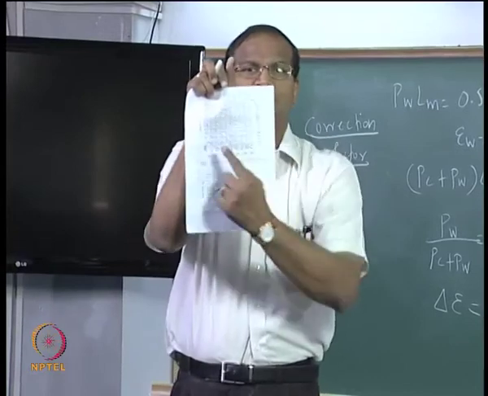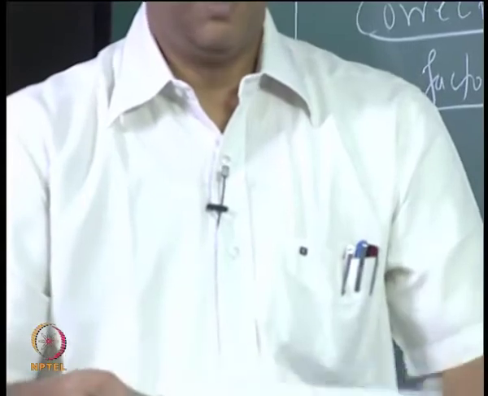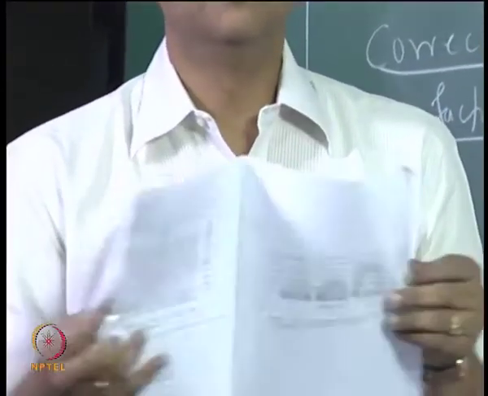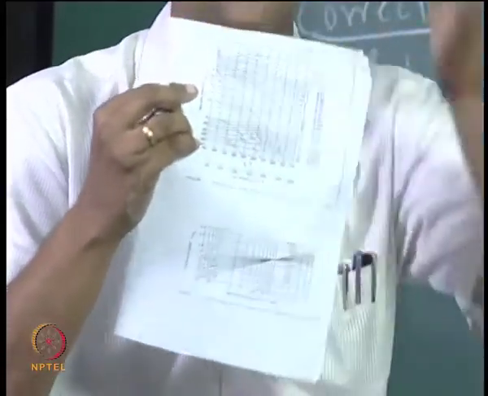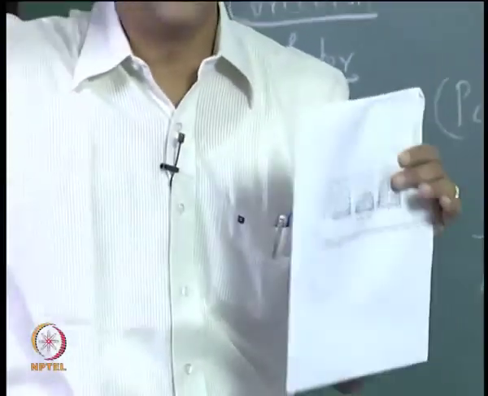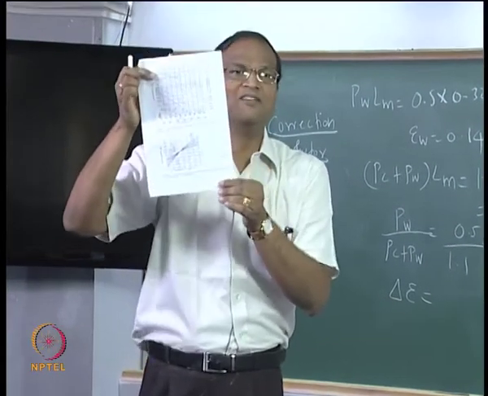The second chart gives the emittance of carbon dioxide. First page, 1A and 1B. 1A gives the emittance of carbon dioxide, 1B gives the correction for carbon dioxide. Page 2A, emissivity of water vapor, 2B, correction for water vapor. 3A, B, C, delta epsilon and delta alpha for 3 temperatures. Is that clear?